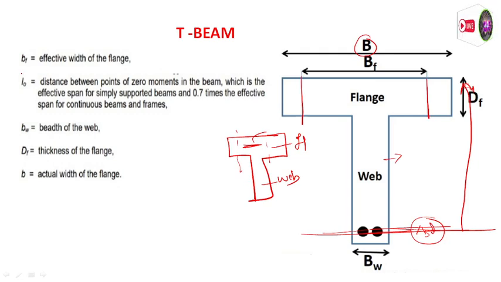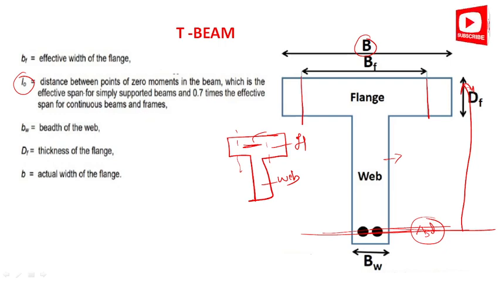Yes, this is very important. Lo also. Lo is nothing but the distance between the points of zero moments in the beam, which is the effective span of a simply supported beam, and 0.7 times the effective span of a continuous beam.